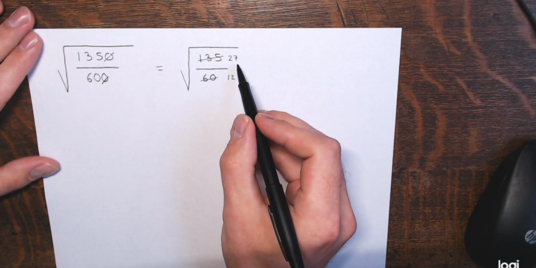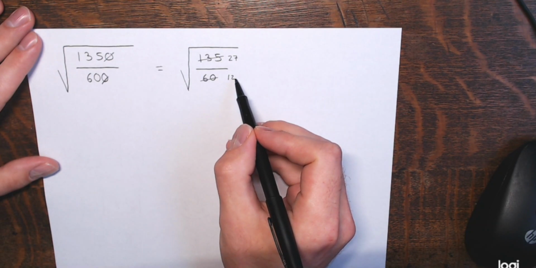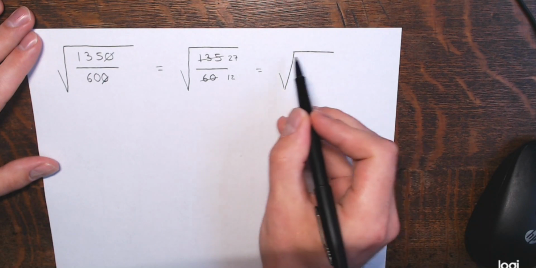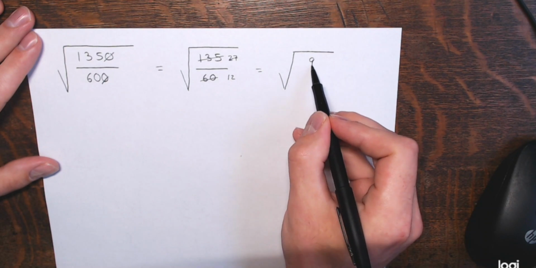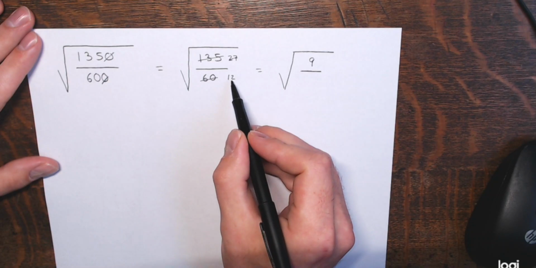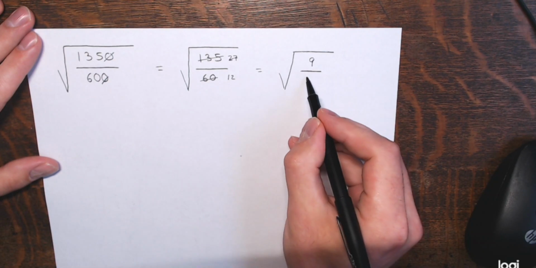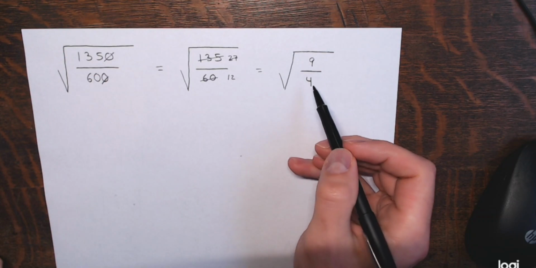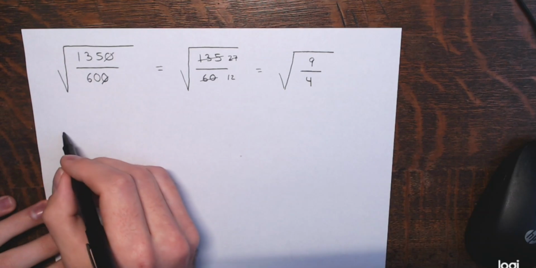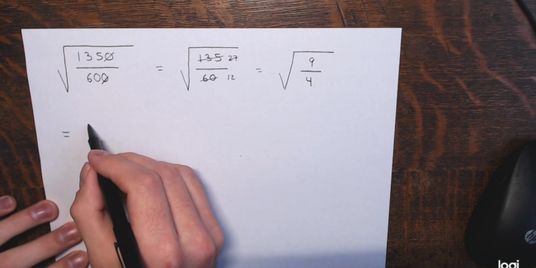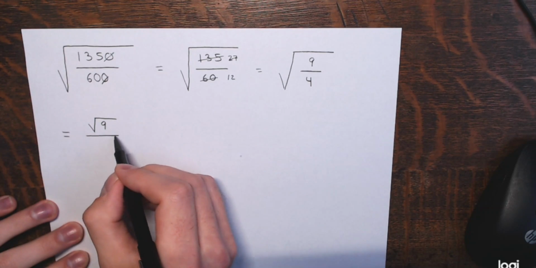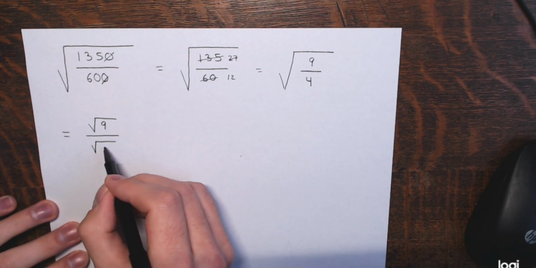And these even have a common factor of 3. So reducing even further, 27 is 3 times 9. And 12 is 3 times 4. And this is definitely perfect square divided by perfect square here. Now I can apply that quotient property if I want. Take the square root of the numerator, right? The square root of 9 divided by the square root of the denominator, right? The square root of 4.